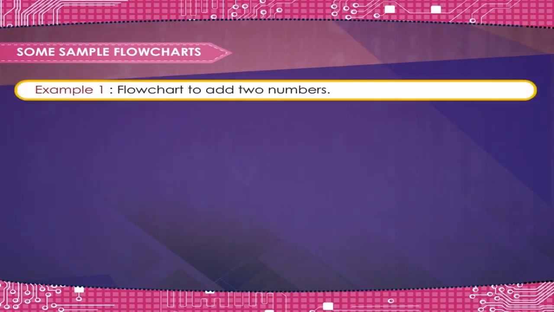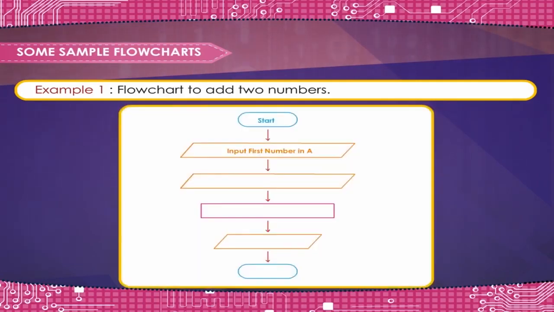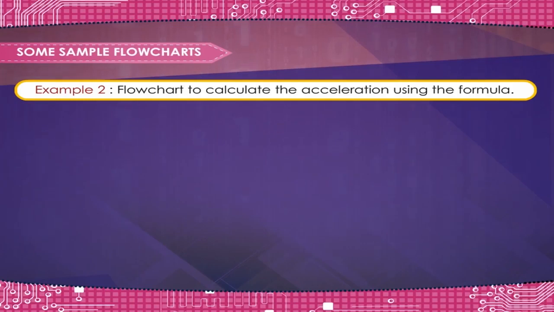Some sample flowcharts. Example 1. Flowchart to add two numbers. Start. Input first number in A. Input second number in B. Let C is equal to A plus B. Print C. Stop.